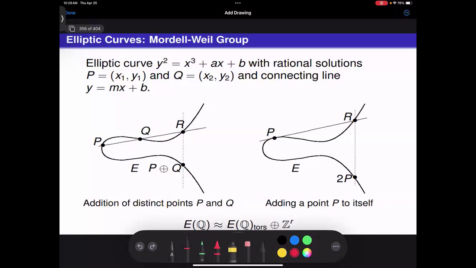So what I want to do is sketch the arguments here that there really is a group going on here. Okay? So closure, the first thing is we have to show if we take 2 points with rational coordinates and add them, then we get a new point with rational coordinates. So let's say we have P and Q with rational coordinates, and we want to show that the sum is rational. Now, what do you think is going on in the image on the right? We're adding a point to itself. How am I figuring out what line to draw?